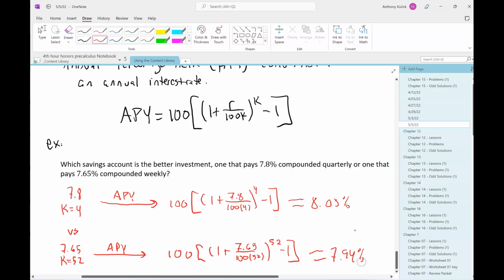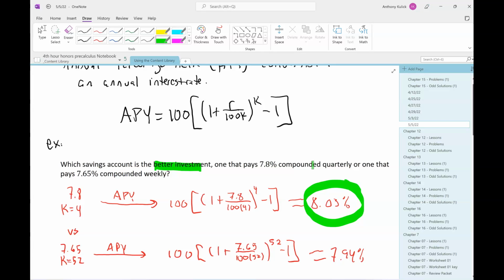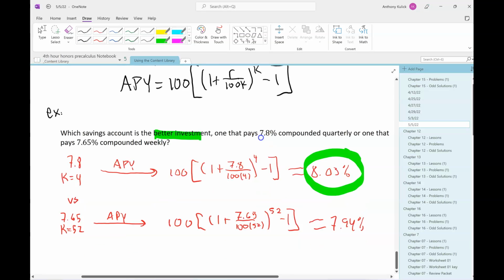So which one would be the better investment? The one that's bigger. In this case, the first one. Mackenzie, you're wrong. But we're just guessing, so who the heck knew, right? It was 50-50, because we didn't really have anything other than maybe some instinct. Everybody's feeling okay with this idea of APY? It just basically gives you an easy way to compare loan options or investment opportunities or whatever.